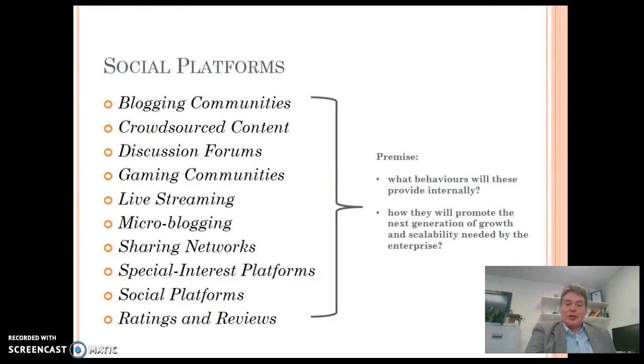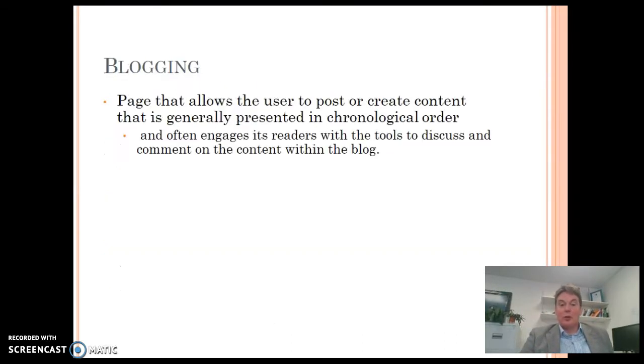So what we're actually interested in is how we create some internal behaviors in the organization. How can we use this to get the organization to grow effectively? Blogging is a page that allows us to create content that's presented in chronological order, and often gives the readers tools to discuss the comments. The really best blogs present some information, and then there's a discussion underneath where people critique what's being said, comment on it, and engage with it.